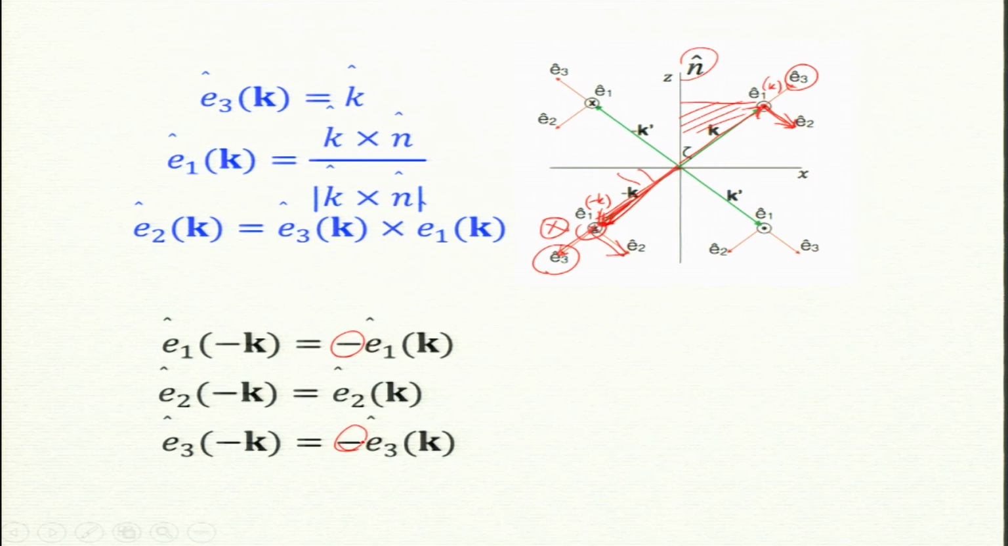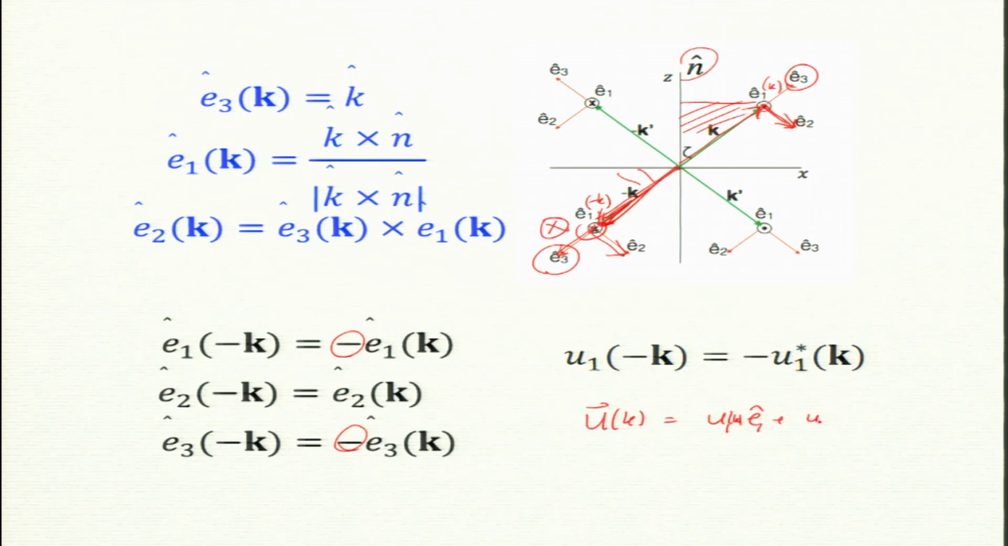Okay, and remember my u of vector k is equal to u1 k E1 k plus u2 k E2 k. By the way, these are scalar numbers, complex numbers. You should not write vector on u1 and u2. What about u star k?